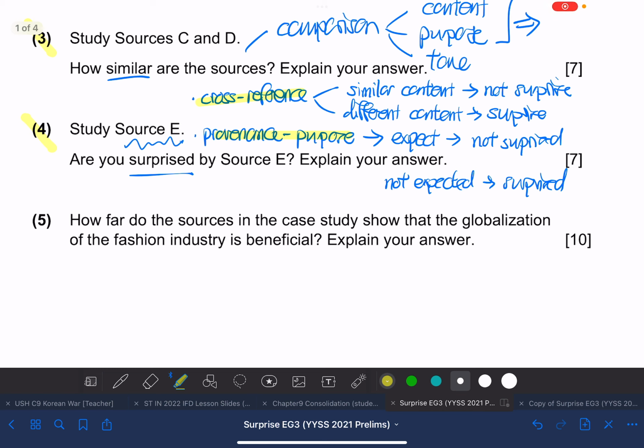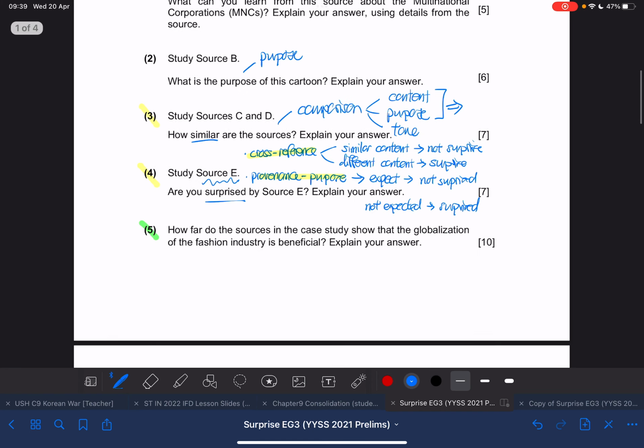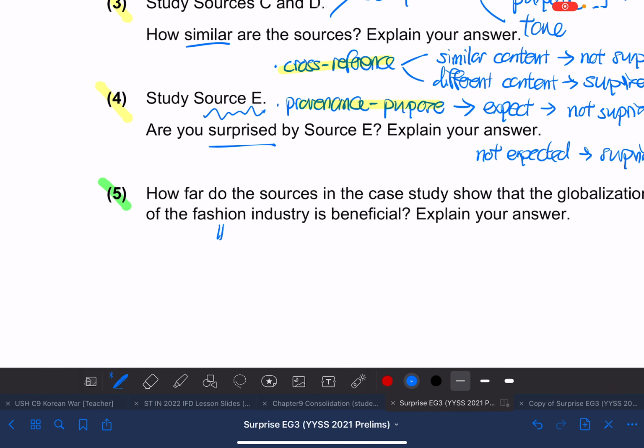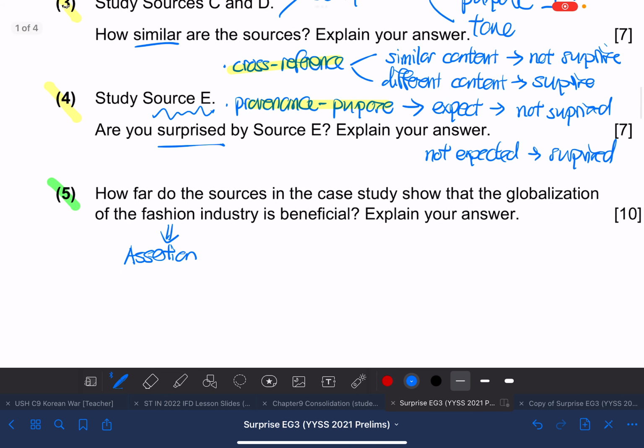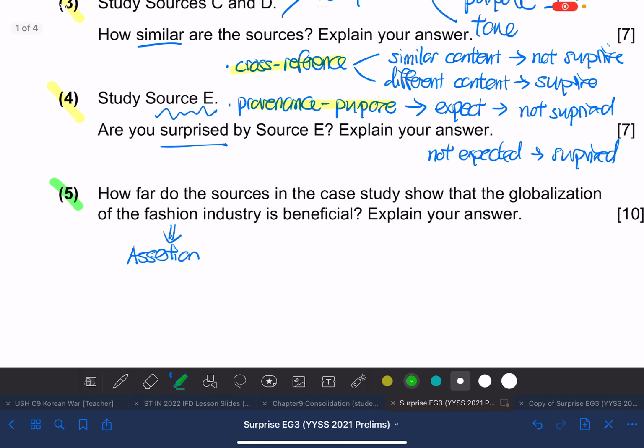Now, the fifth question, this is what we'll be going through on Friday. If you remember, this is called the assertion question. An assertion is a question where there's a certain claim or certain statement that is being made. In this case, they ask you how far do the sources in the case study, meaning they don't specify which particular source. You can use any of the sources. In fact, you're encouraged to use about 4. How far do the sources in the case study show that globalization of the fashion industry is beneficial?